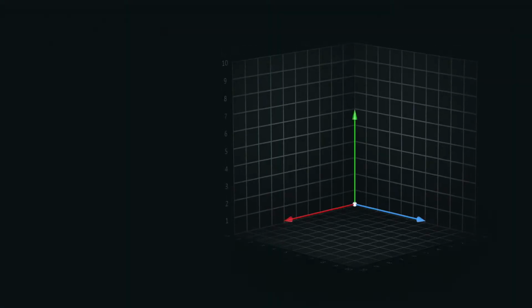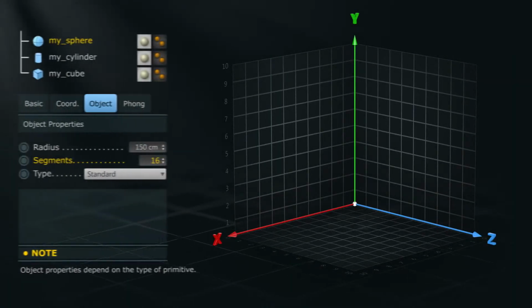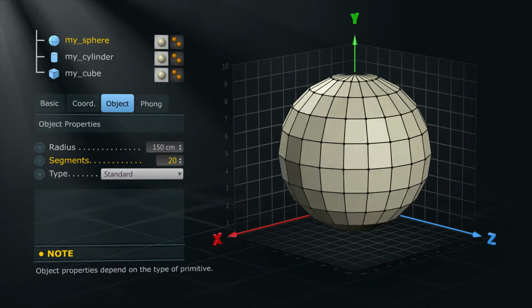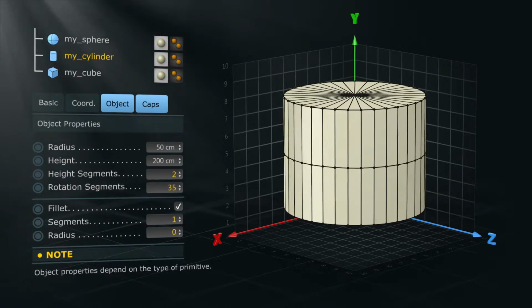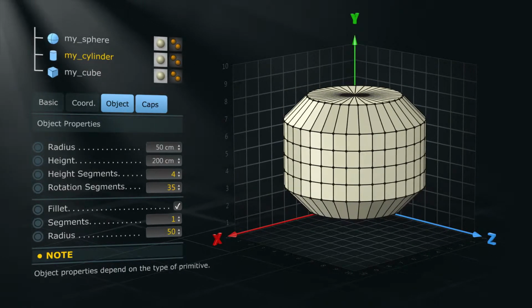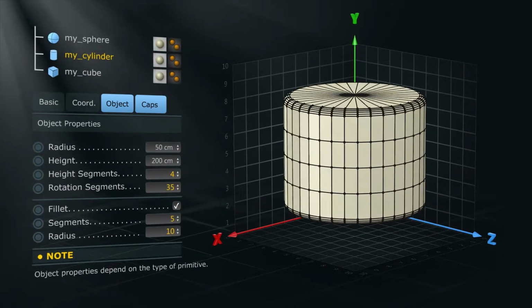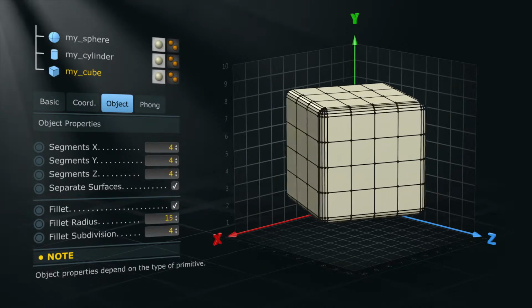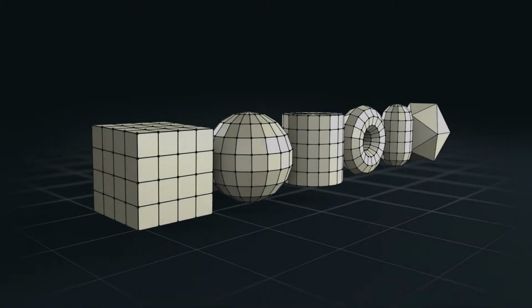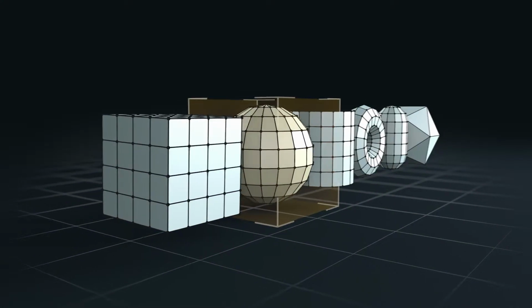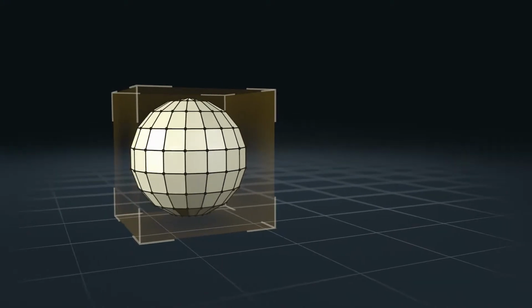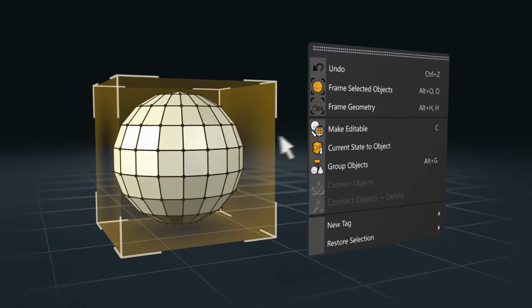Because they are procedural, primitives have a set of attributes that we can easily modify to change their geometry. Some of the more notable ones are the number of segments for both height and rotation, and different fillet values. Primitives are also non-editable, which means we can only modify them through their attributes. If we want to change their points, edges, or faces individually, we first need to convert them into editable objects.